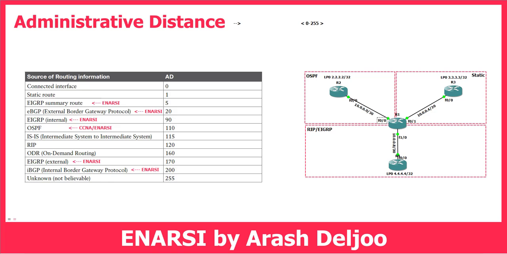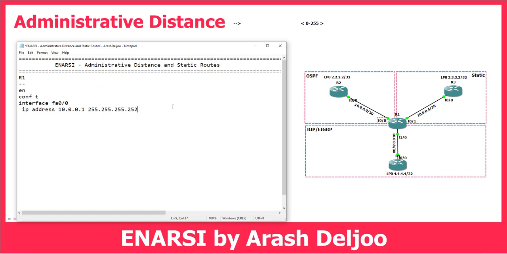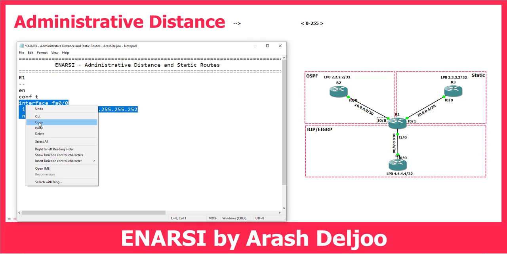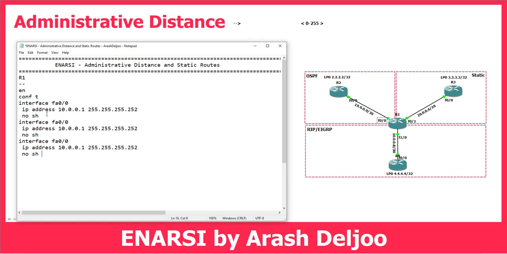Okay, let me show you. Here, IP address 10.0.0.1, 255.255.255.252. Then no shutdown. That's it. This is the interface FastEthernet 0/0. Let me configure the next interfaces, FastEthernet 0/1 and FastEthernet 1/0. About FastEthernet 0/1, the IP address is 10.0.0.5, mask is 255.255.255.252, and then no shutdown. About FastEthernet 1/0, the IP address is 10.0.0.9, 255.255.255.252, and then no shutdown. That's it.